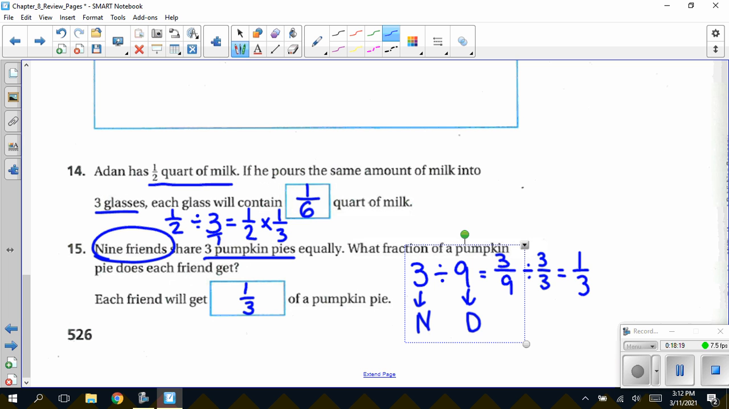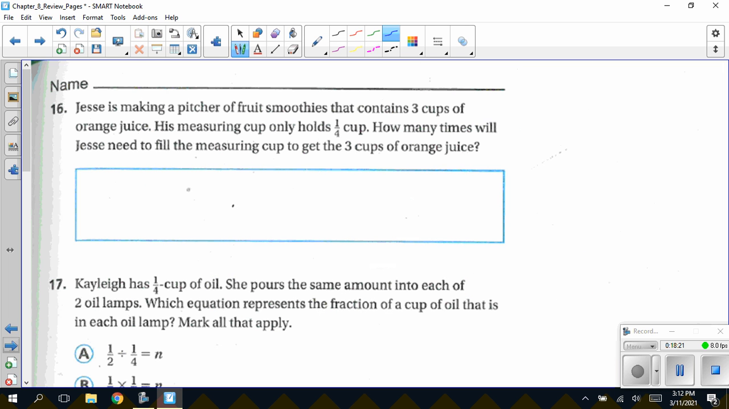Moving on to page 527. Number 16 says Jesse is making a pitcher of fruit smoothies that contains 3 cups of orange juice. His measuring cup only holds 1/4 cup. How many times will Jesse need to fill the measuring cup to get the 3 cups of orange juice?